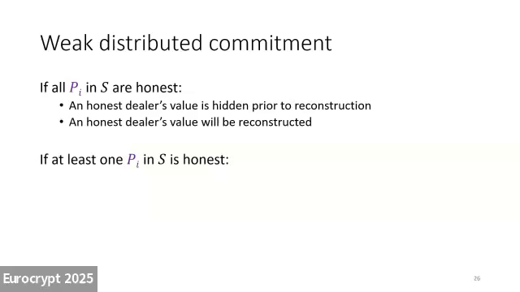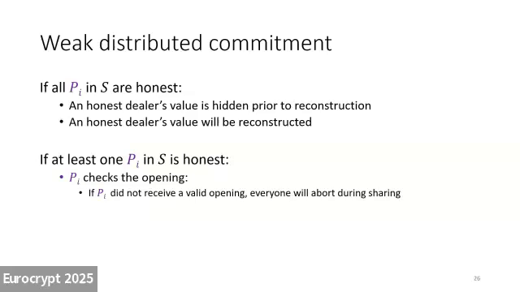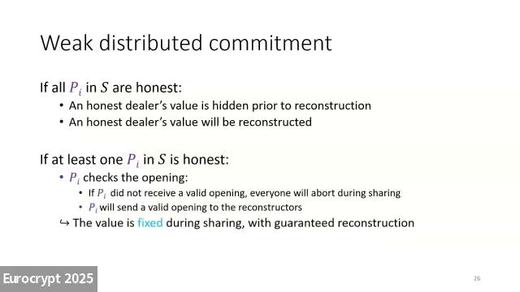Additionally, if at least one Pi in S is honest, we know that Pi will check this opening. If Pi did not receive a valid opening, then everyone will abort because Pi will complain. Otherwise, Pi is happy, so Pi will send this valid opening to the reconstructors. And so even if the dealer is dishonest, the dealer only has a chance to abort the computation during the sharing phase, and this will be seen by everyone, so everyone will know that they should not take the value of this dealer. So the value is now fixed during the sharing procedure.